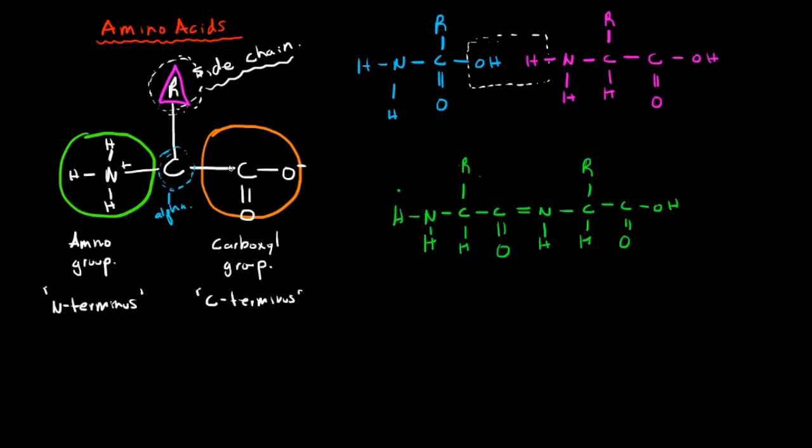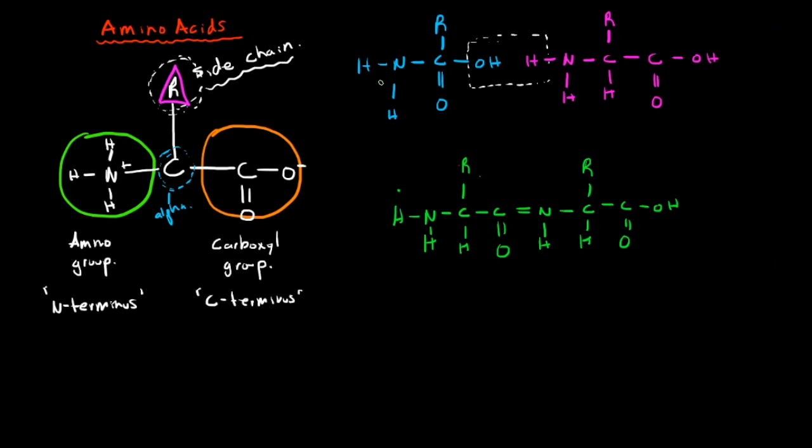And on the other side here we have a carboxyl group. A carboxyl group is just a carbon with a double bonded oxygen and then a single bonded oxygen on the other side. And if the polypeptide chain ended with this, it would be called the C-terminus.